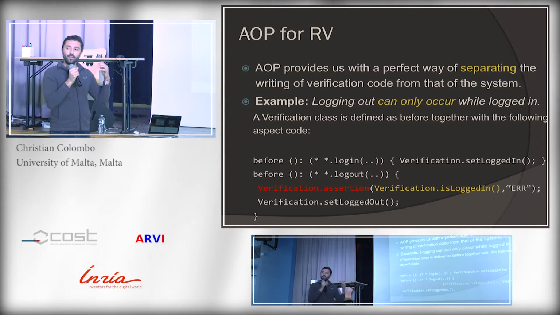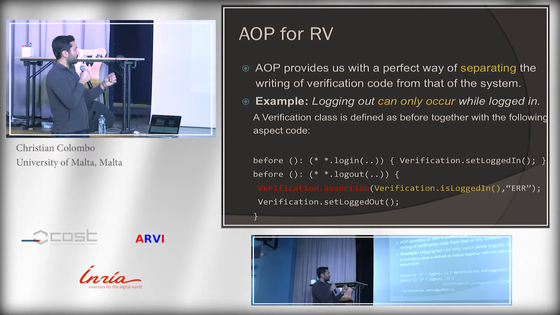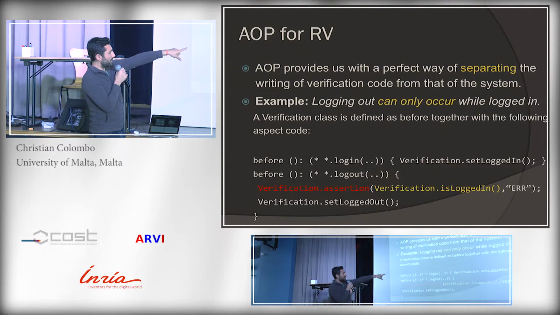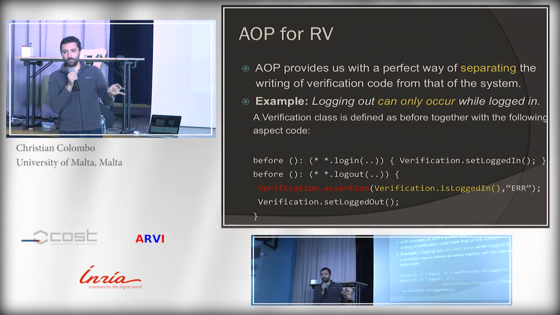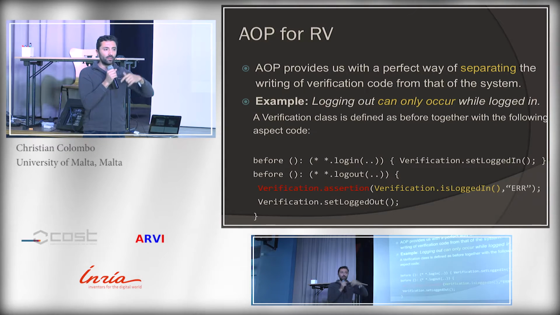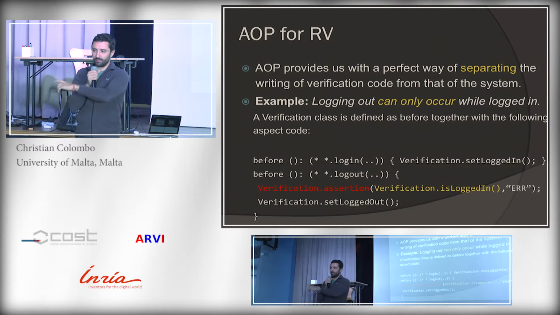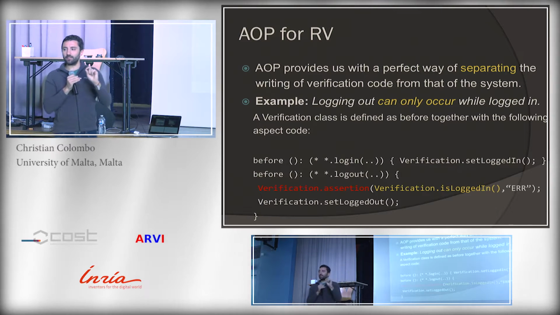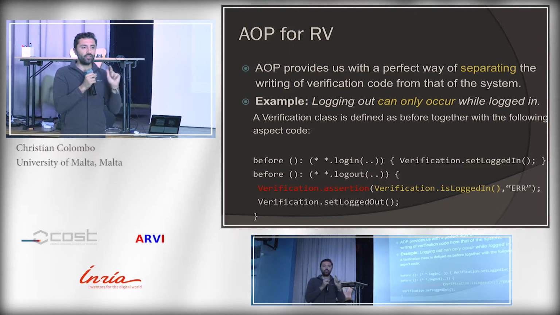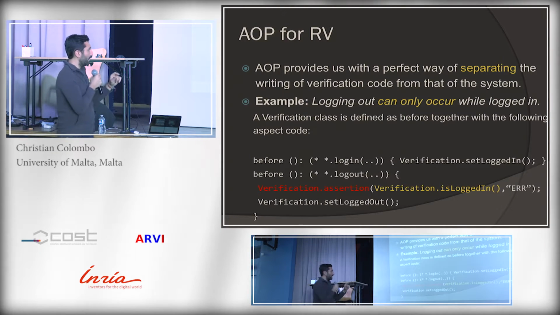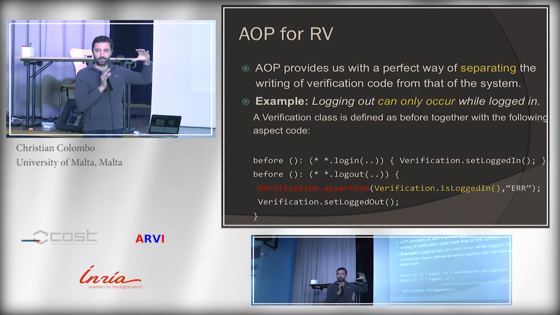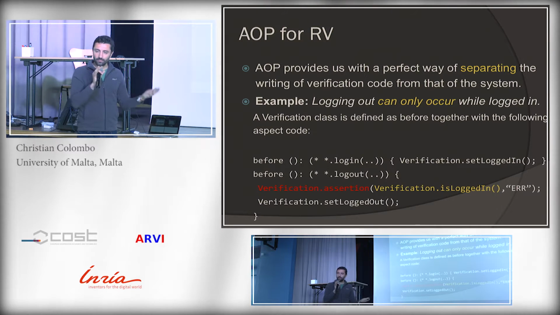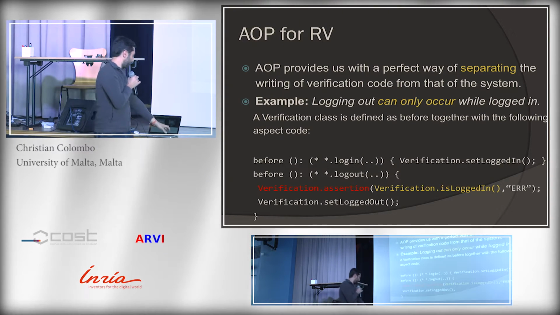So now how can we use AOP for our fits system? So what we can do is this. We can, for example, say before login, set the verification as logged in. Okay, so instead of going to the login method and adding verification, blah, blah, blah, you simply go through the aspect file. You will see that now instead of Java files, you will also have AJ files for AspectJ. Okay? And you simply write this code in a single file. So from that single file, you have all the information about the monitoring that is going on inside your system. Okay.